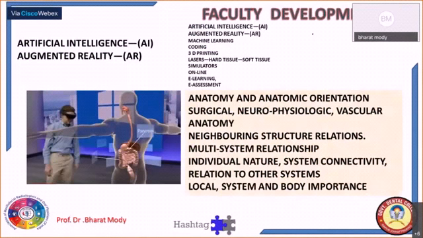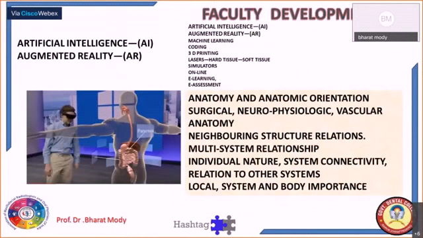The augmented reality part is of data visualization. If you have artificial intelligence and you feed that CT or MRI data into that, then you can create a hologram, and that hologram teaches you everything about basic anatomy. So anatomy, anatomic orientation. Today we are learning only surgical anatomy, but neurophysiological, vascular anatomy, everything can be learned from this data. Neighboring structures and their relation.